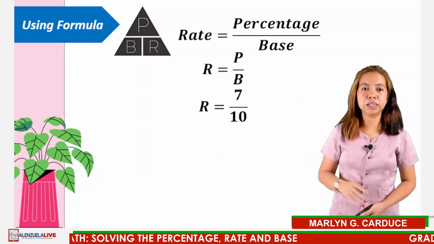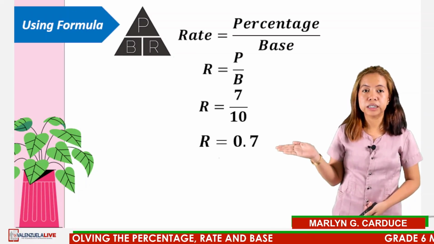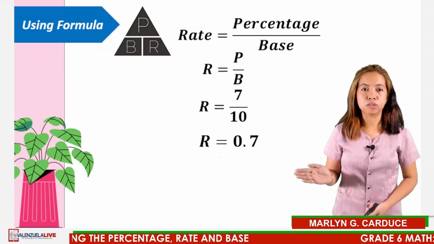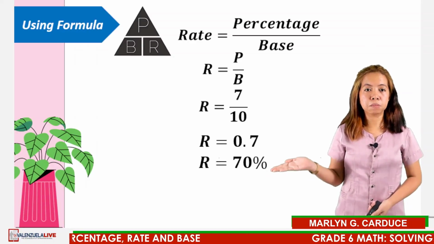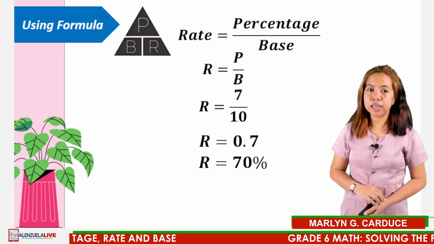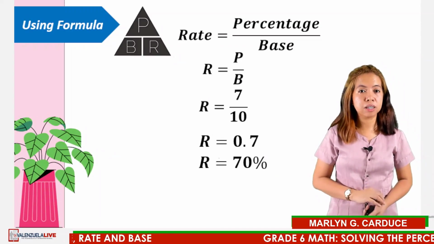So 7 divided by 10, that is equal to 7/10. So R is equal to 7/10. Or in percent form, the rate is equal to 70%.